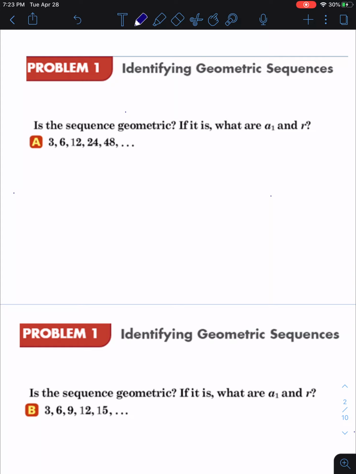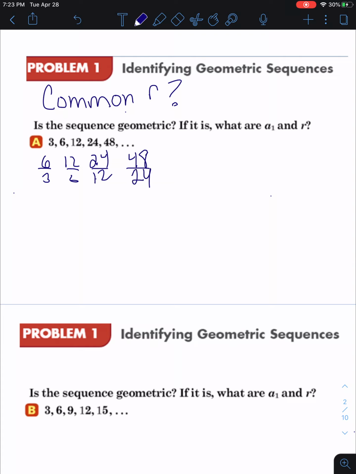Is the sequence geometric? Well, that's a good question. So look for, is there a common r? If I can find a common r, here's how you do it. Take 6 over 3, take 12 over 6, take 24 over 12, take 48 over 24. That's 2, that's 2, that's 2, that's 2. r then is 2, and is there a common r? Yes. So is it geometric? Yeah, it is, because there's a common r.